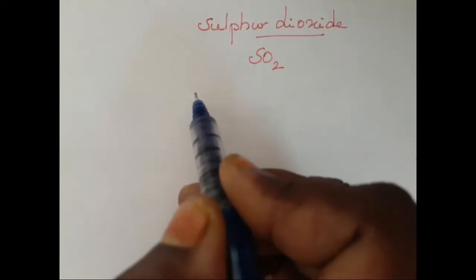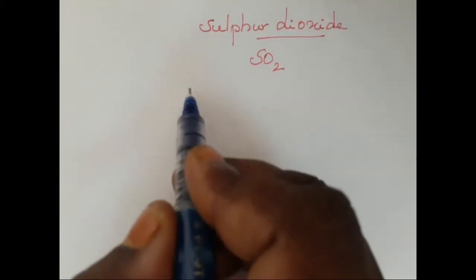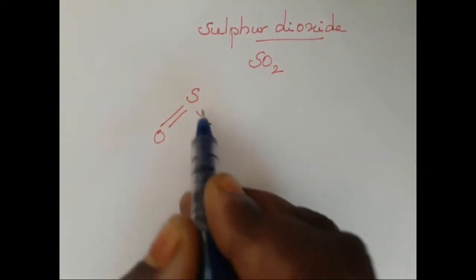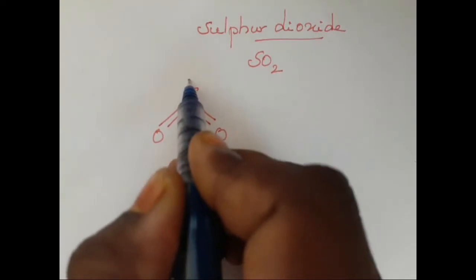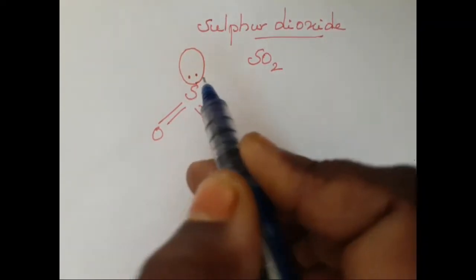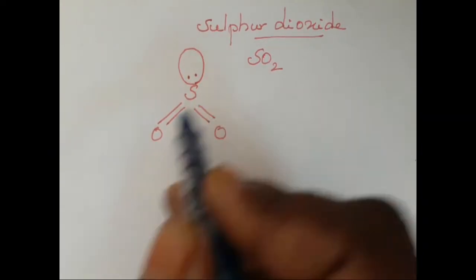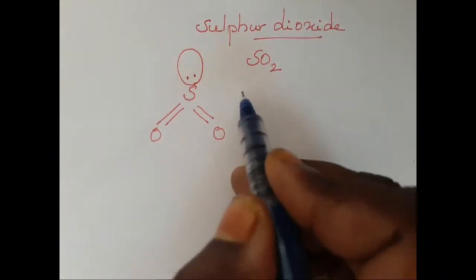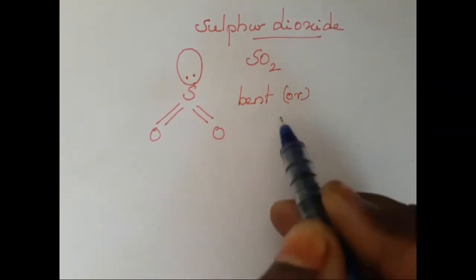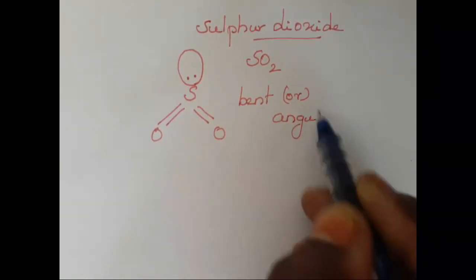Now let us see the structure of sulfur dioxide. This is the structure of sulfur dioxide. It has a lone pair of electrons. Right children? So what can this structure be called? It is called a bent structure or angular structure.